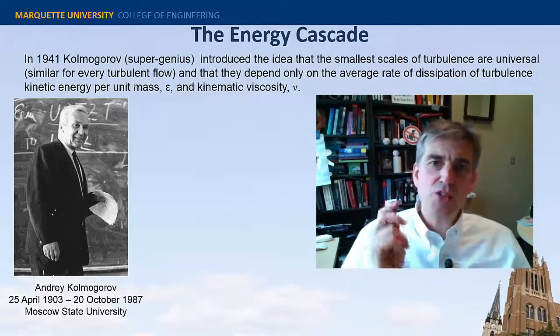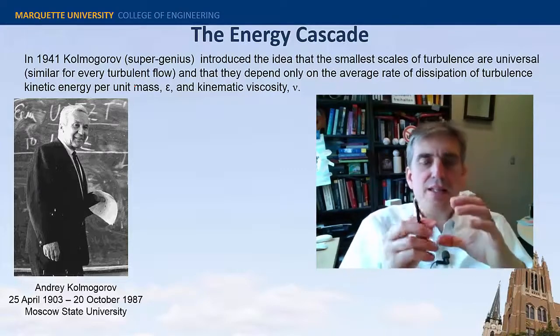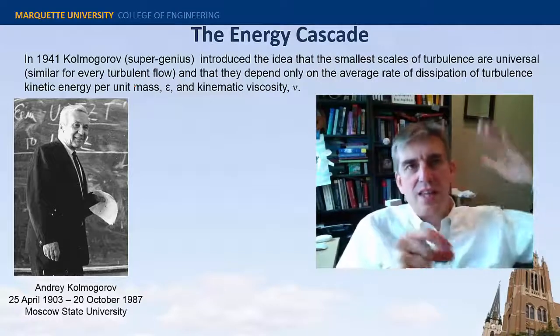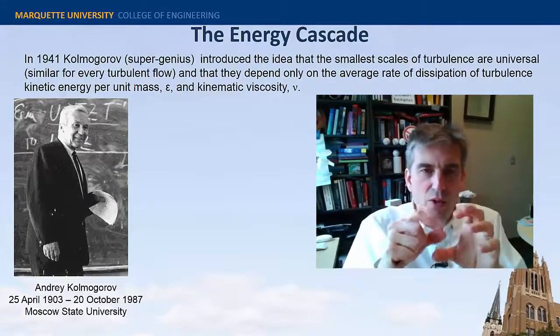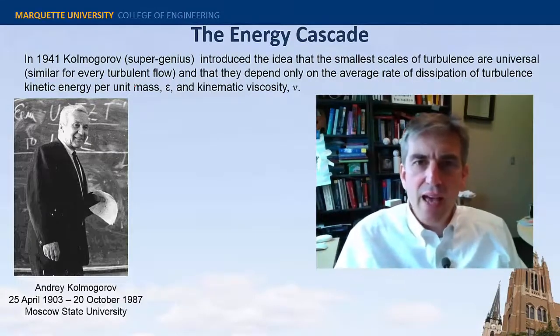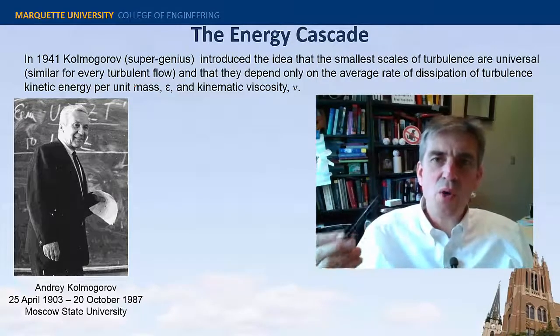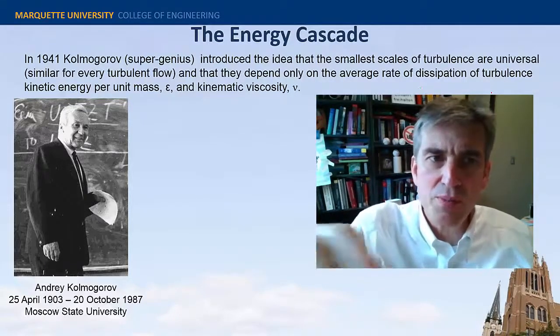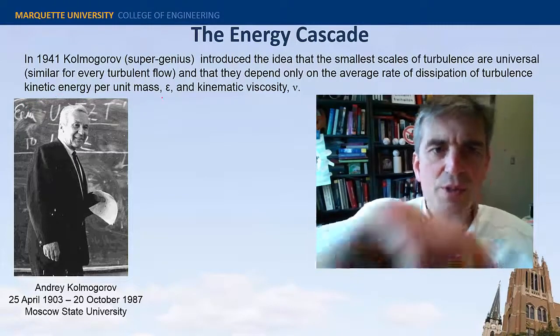He introduced the idea that small scales of turbulence are universal. So when you get down below, say, the scale length of the large flow, when you get into the turbulent flow, those little swirls and eddies, all turbulence looks the same. And the scale depends only on the rate of dissipation of turbulence and the kinetic energy per unit mass.